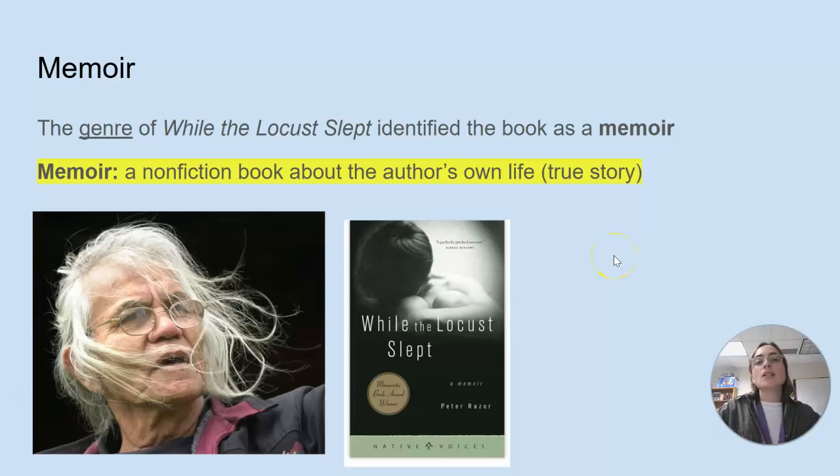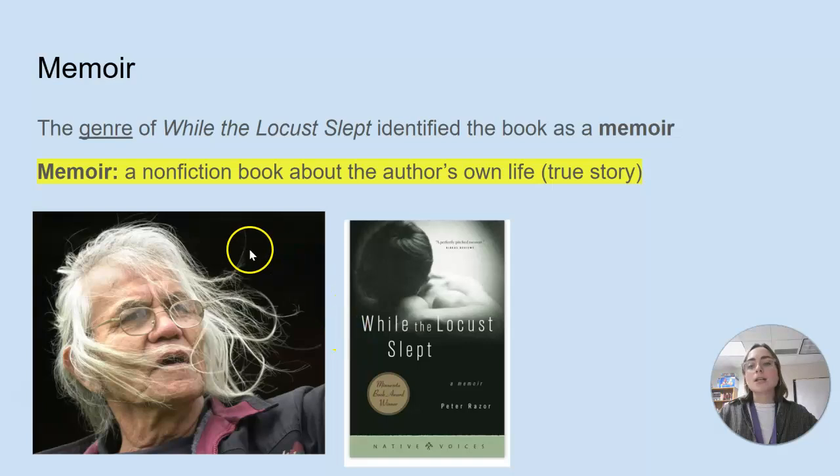The first thing I want to talk about is this term memoir. I told you before that While the Locust Slept is an example of a memoir, and that means that the genre of this book is memoir. Remember, genre means the category or the type of story that this is. Memoir means a non-fiction book about the author's own life. So memoirs are true stories, and they're telling the story of the author.